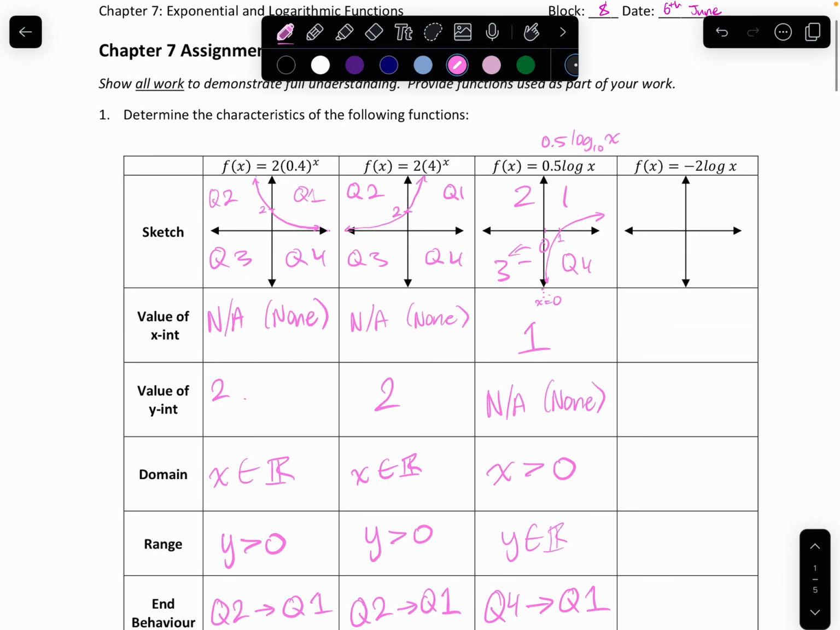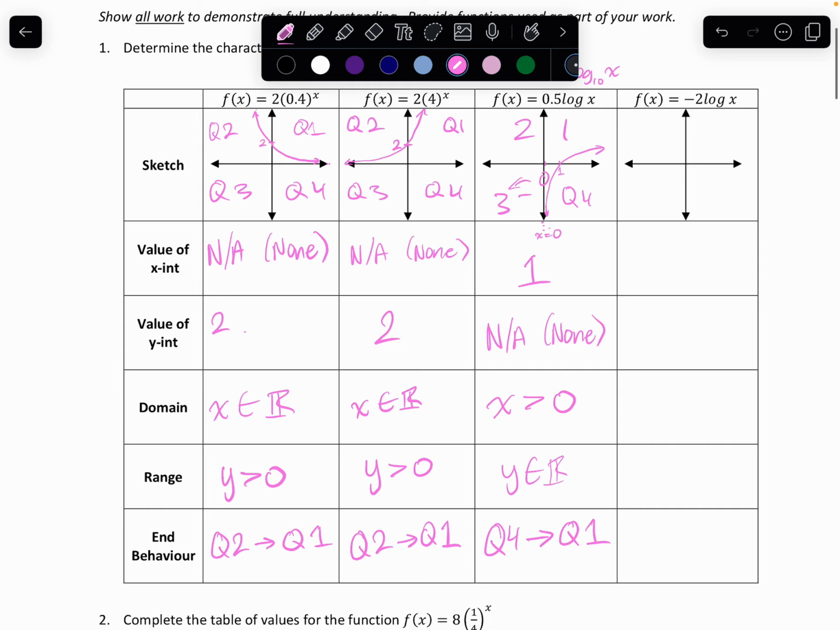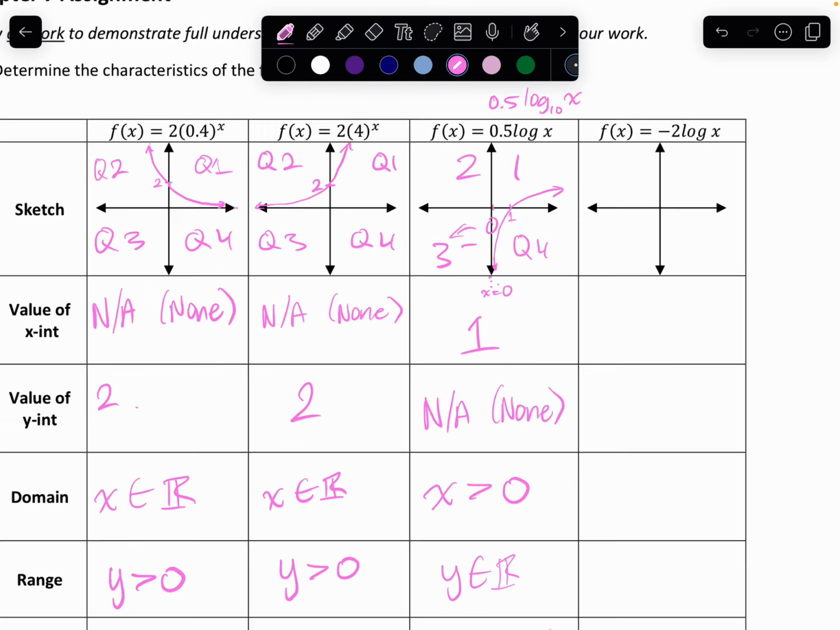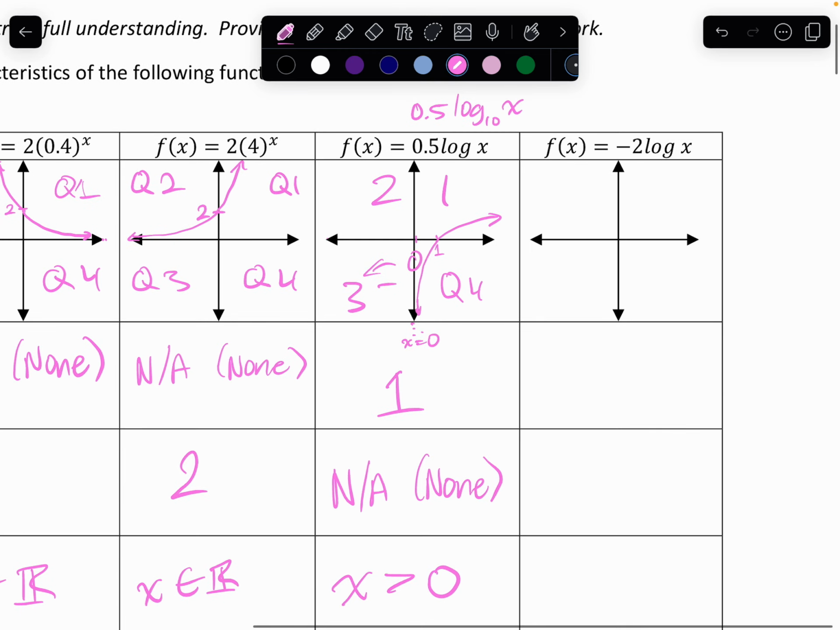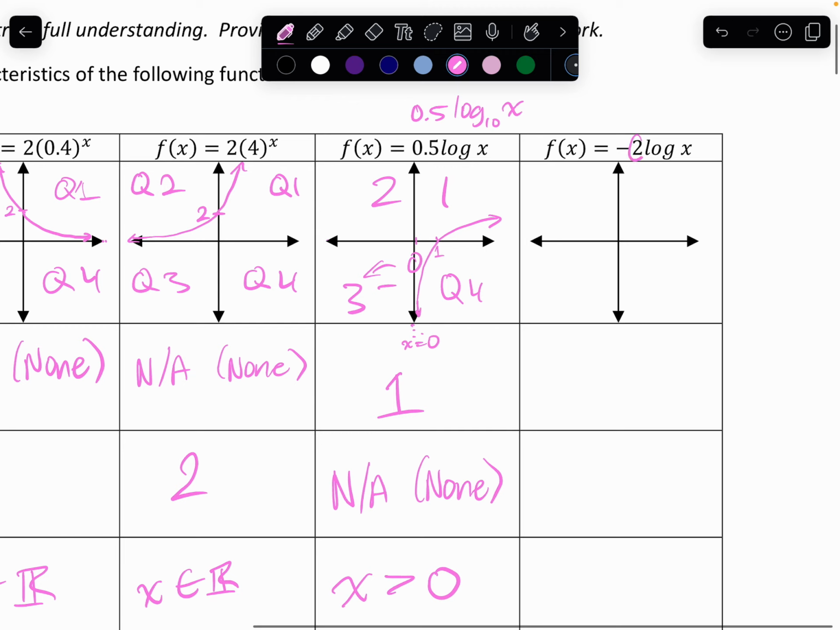I'll do the other questions in a second one, just like I did the chapter 6 assignment. Okay, and then our last one, sketch negative 2 log x. So before we start sketching anything, let's just think, what's different? Well, this 2 and this 0.5 are a little bit different, but that just changes how steep our graph is, right? So it'll look like, maybe not that sharp, but it'll be a little more sharp than the other one. But a big difference is this negative. This negative completely flips it across the x-axis. So if you take any y value, it'll just be the negative version of the x value.